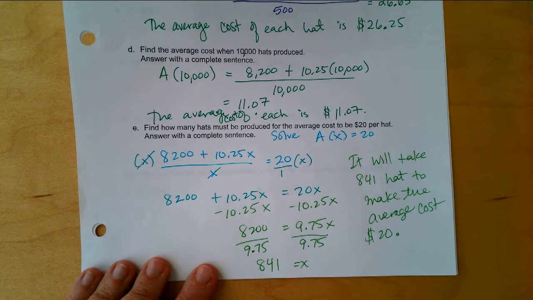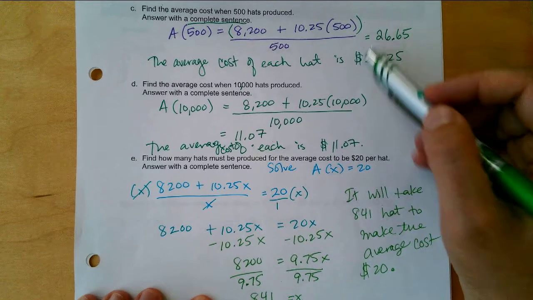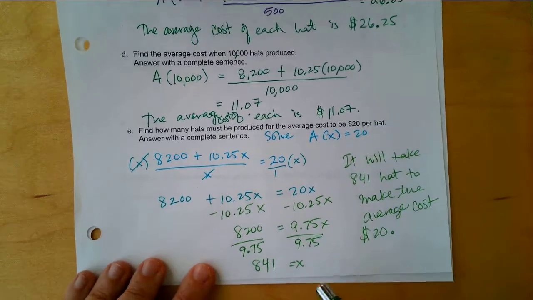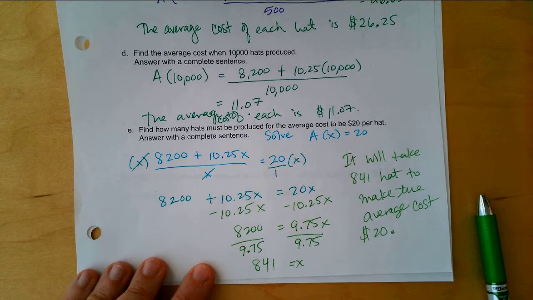And you could always plug your number back in, but you can kind of see, from the fact that we evaluated by plugging in those two, that $20 would be in between that. And so it kind of makes sense that 841 would be a reasonable amount.